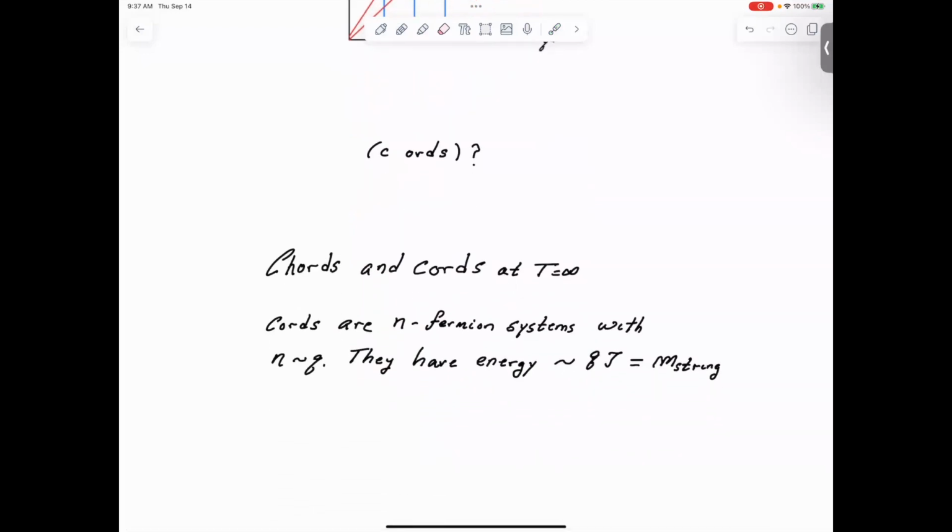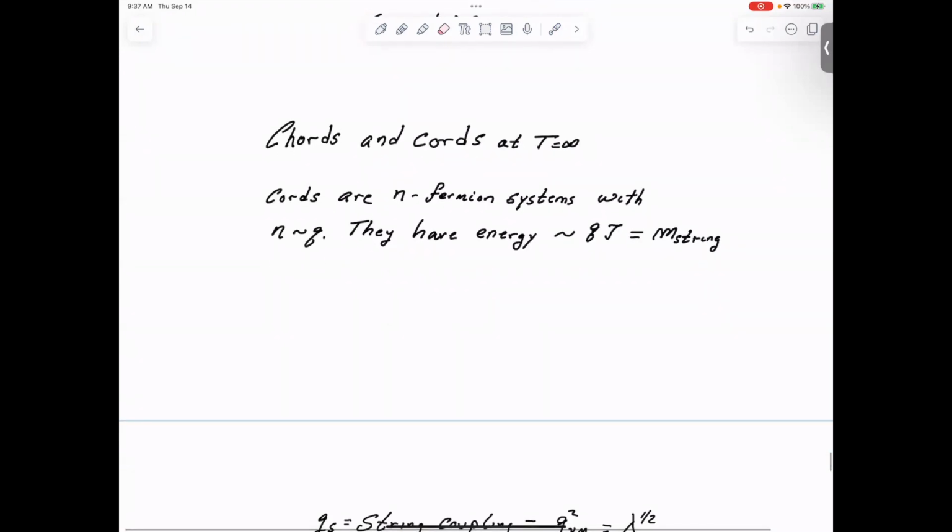Chords at T equals infinity. What do we know about them, the temperature? I would say not very much. I don't think we understand the theory of chords at infinite temperature. What are chords? They are N-fermion systems with N of order Q. They have energy of order Q times J, which is what I've called the string scale.